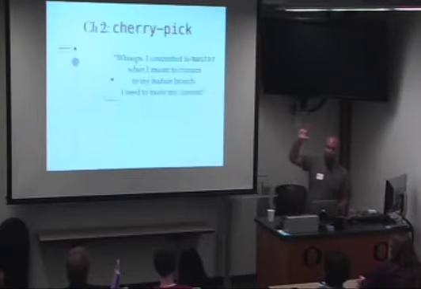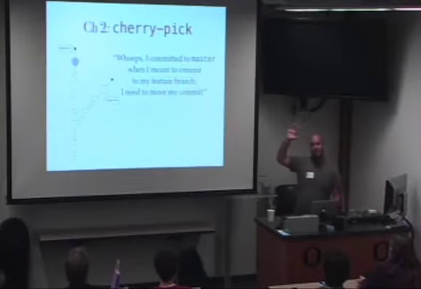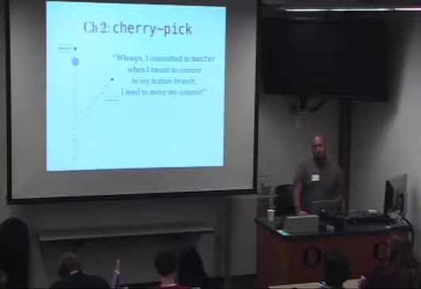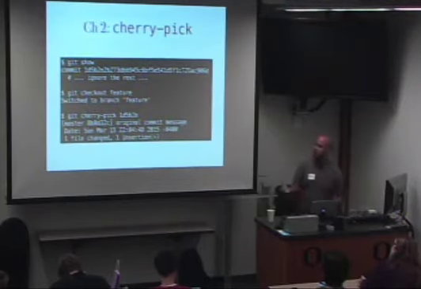How many of you have ever been in this situation before? I accidentally committed to the wrong branch. Maybe I made it on master. I need to make a new feature branch. How do I move my commit? What cherry pick does is take a commit and make a copy of it onto a different branch that you specify. So here's an example to solve that problem we just looked at.